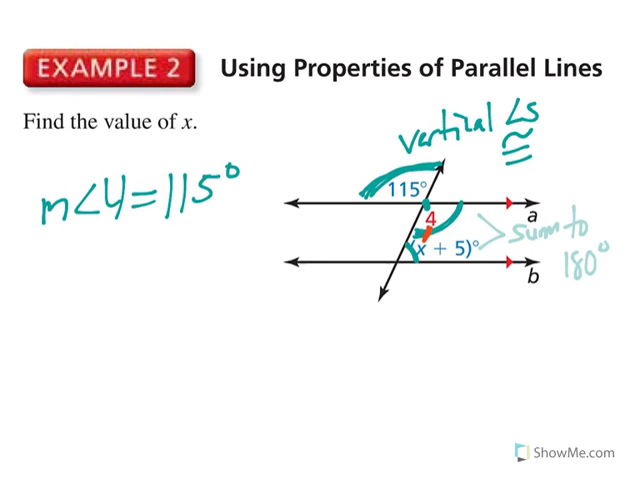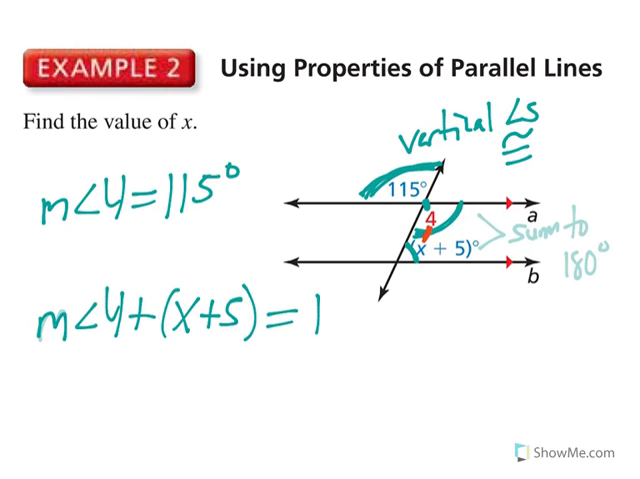So I could do the measure of angle 4. Let's do a darker color because we can't really see that. Measure of angle 4 plus this x plus 5, I'm going to leave it in parentheses, would equal 180 degrees. But we know the measure of angle 4. Angle 4 is 115. We already figured that out. So I'm going to have 115 plus my x plus 5.